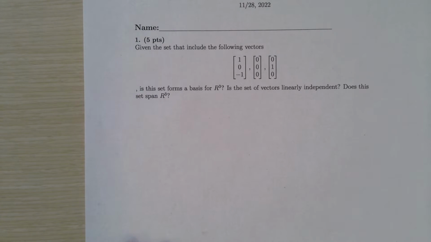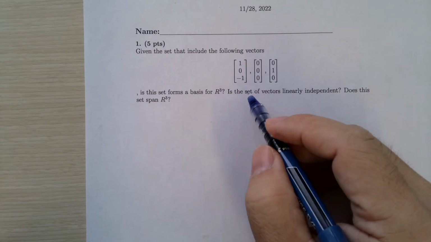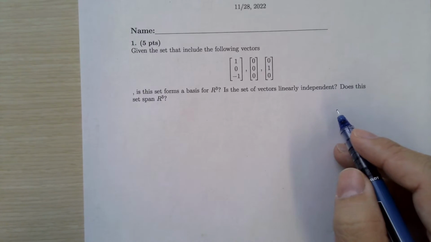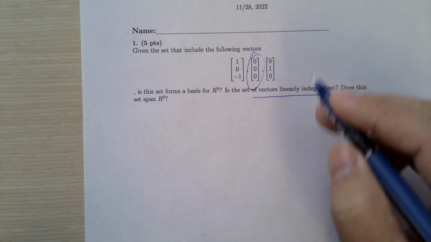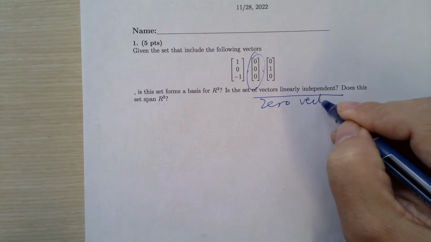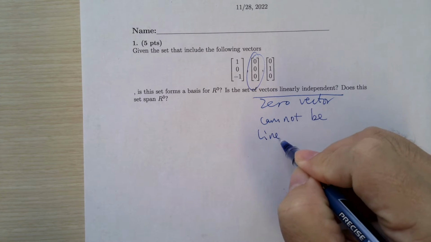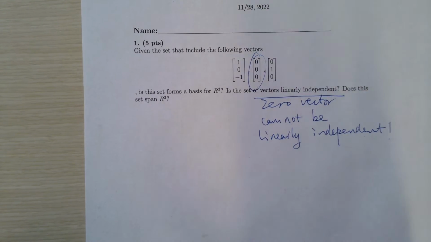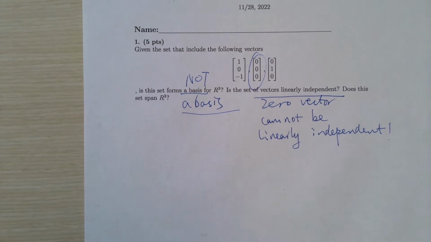The next question: given this set including the following vectors, is this set a basis, linearly independent, a span? The thing is, first of all, it cannot be linearly independent. Why? Because you have the zero vector here, so it cannot be linearly independent. And if it's not linearly independent, hence it's not a basis.